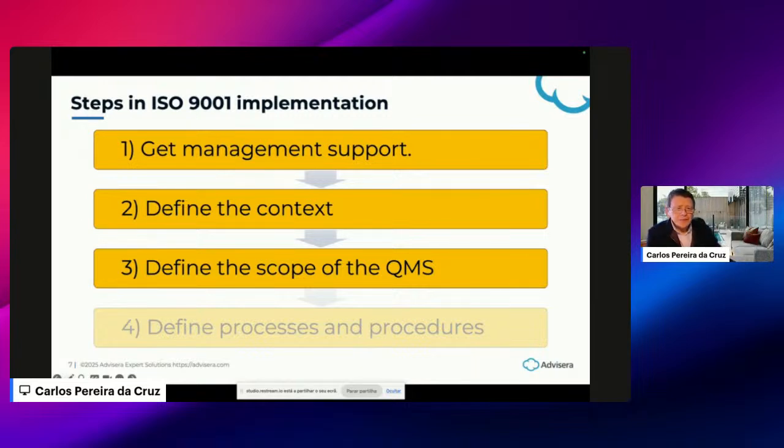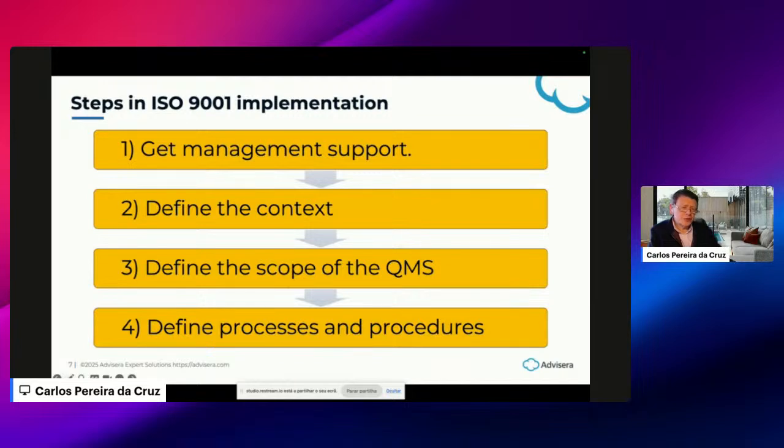So please check this article, how to define the scope of the QMS according to ISO 9001:2015. Now comes step number 4, about define processes and procedures.